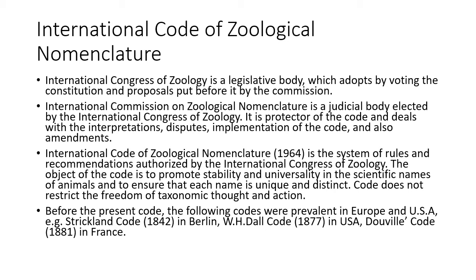Before the present code, how were taxa being named before that? So there were other codes in different parts of the world. So like in Europe, there was the Strickland code or W.H. Dahl code in the US, Deauville code in France. So different codes. Just remember Strickland, the W.H. Dahl, and Deauville. If you have to write it down, then write it. All right.